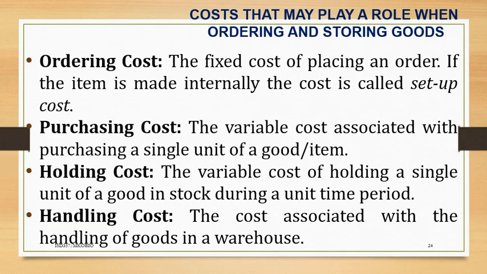The purchasing cost is the variable cost associated with purchasing a single unit. So in case what you are purchasing from your suppliers is, maybe, a t-shirt, a single unit is what? 40 cedis. So purchasing 10 units or 10 t-shirts will give a purchasing cost of what?